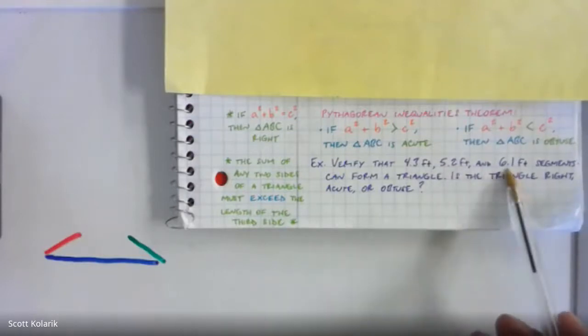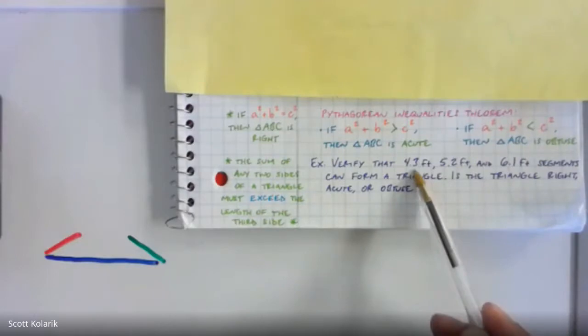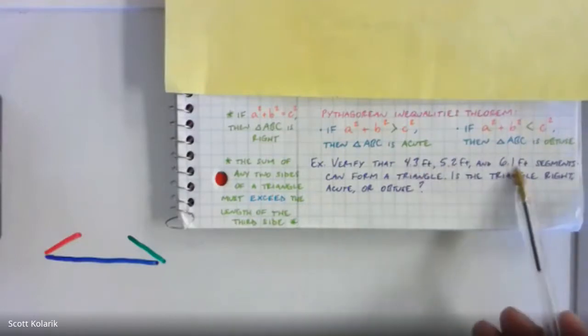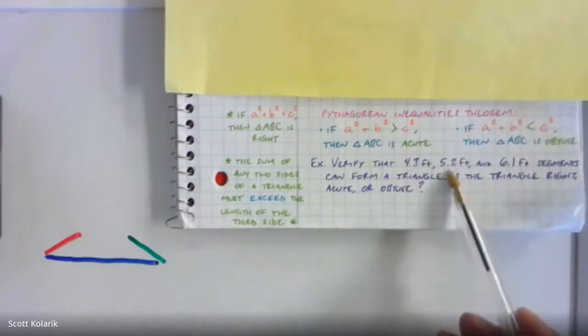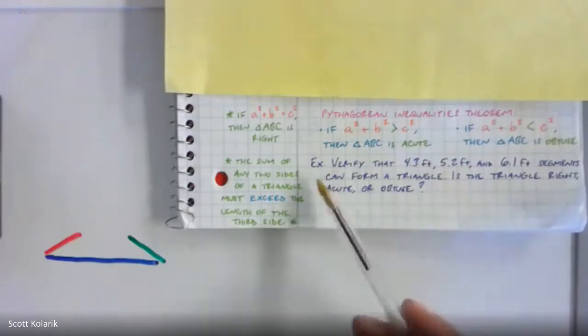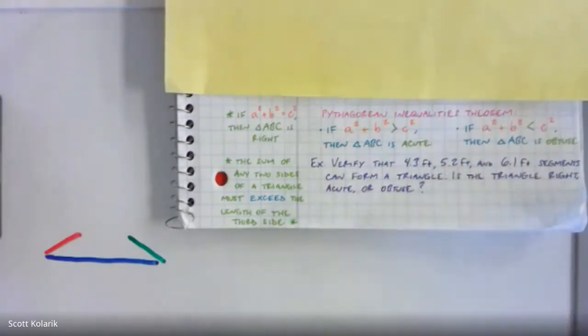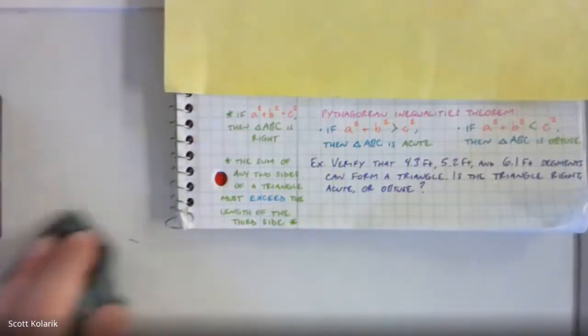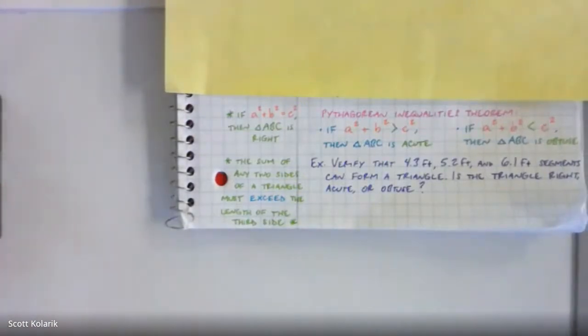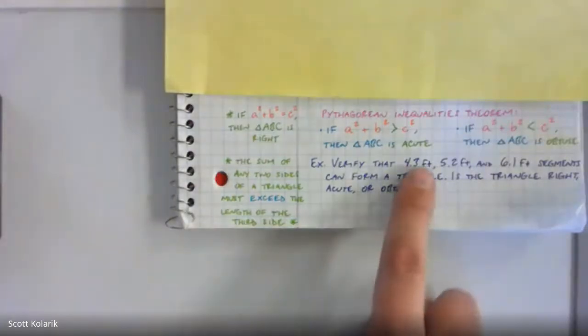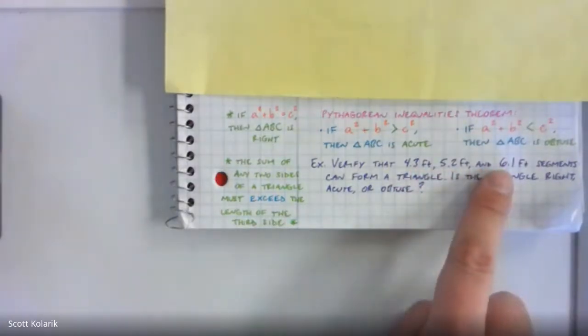5.2 plus 6.1 would have to be bigger than 4.3. And 4.3 plus 6.1 would have to be bigger than 5.2. So I could show work for each of those sums and confirm that, yes, in fact, in all 3 situations the two other sides will add up to make a longer amount than the third side. All that does is verify that I can, in fact, make a triangle with those three side lengths.